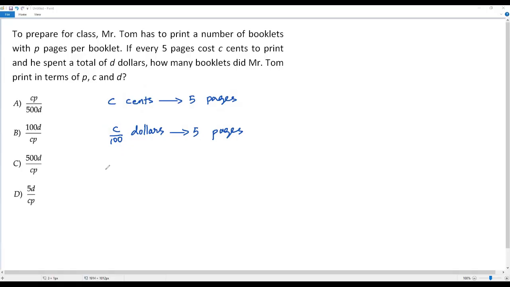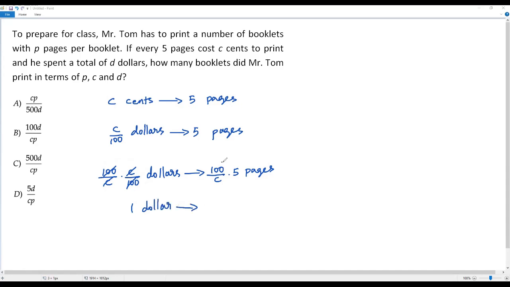Now let's multiply both these quantities by the reciprocal of C over 100, that is 100 over C. That is 100 over C times C over 100 dollars. On the right side, we multiply the 5 by the reciprocal of C over 100, that is 100 over C times 5 pages. Here the 100 will cancel and the C will cancel out, so the evaluation of this one is just 1. Then we have $1 on the left side.